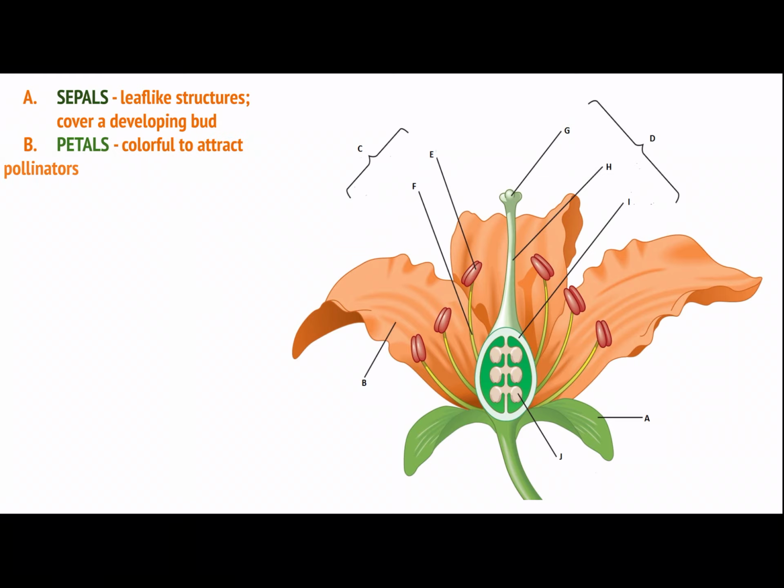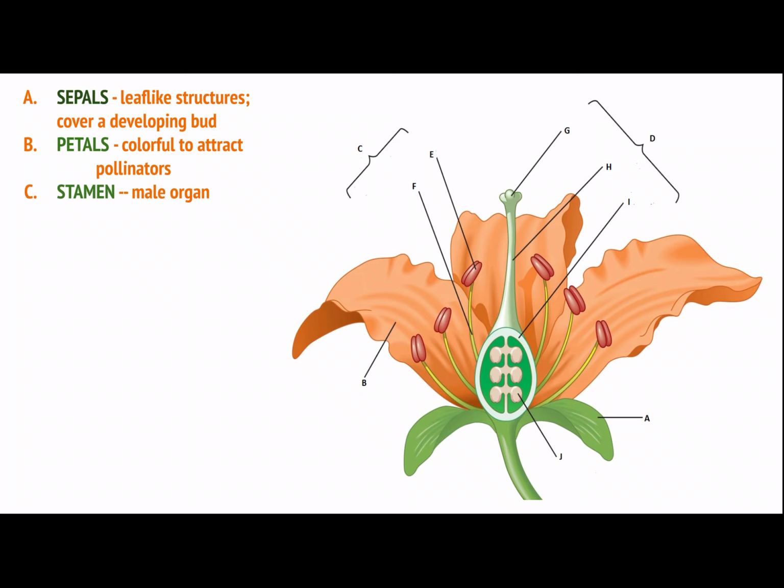The second part that you have labeled there is the letter B, and those are the petals. The petals are colorful. A lot of times they have a nice smell to them, and they are designed in that fashion to attract pollinators. Pollinators are the insects, the birds, the small animals that transfer pollen for these plants.